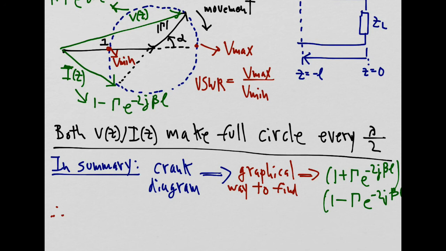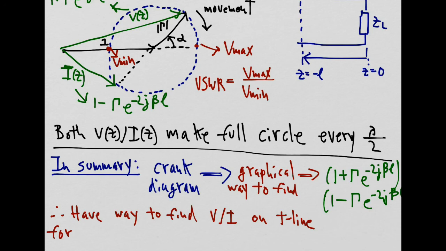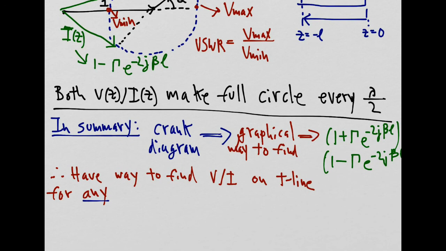Therefore, since we can graphically plot both of these terms as the reflection coefficient gamma of L is changing, we can find the expression for the impedance on the transmission line, or voltage divided by the current, for any reflection coefficient gamma and any load impedance Z of L.